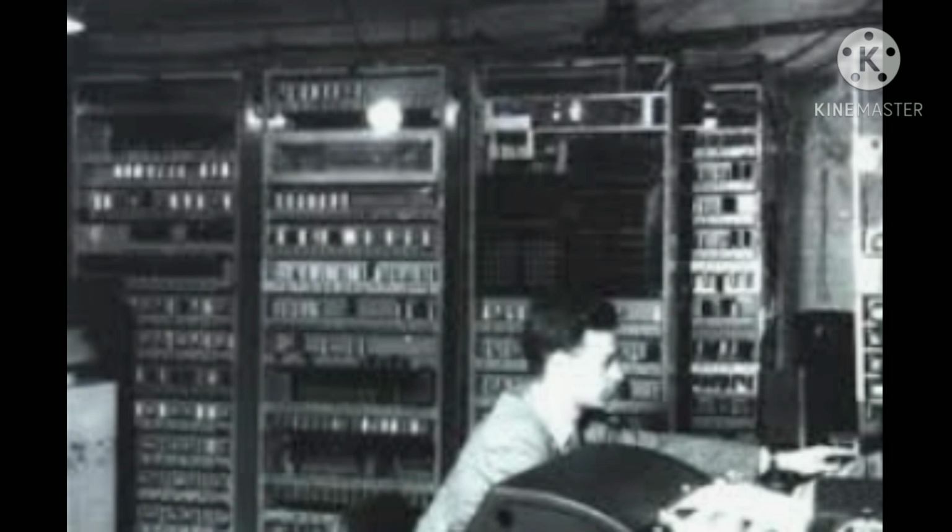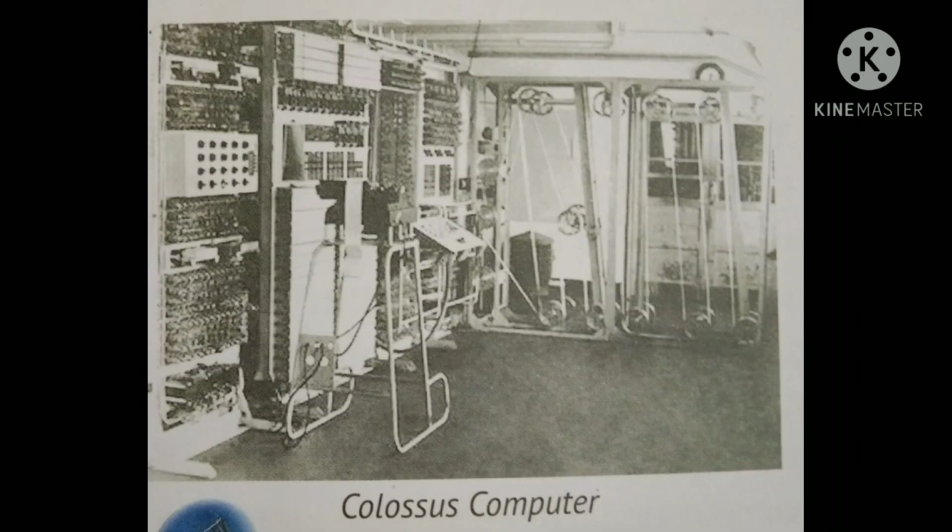So, what is the full form of ENIAC? Electronic Numerical Integrator Analyzer and Computer. ENIAC weighed 30 tons, 100 feet long and 8 feet high.